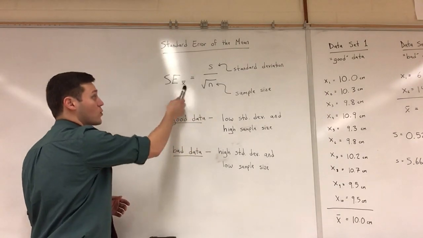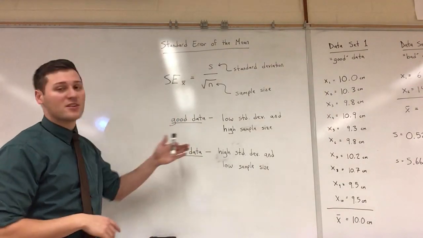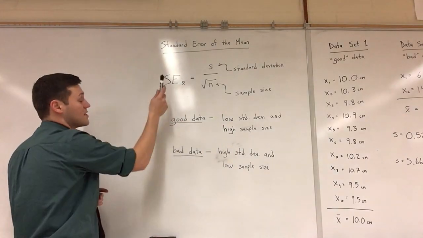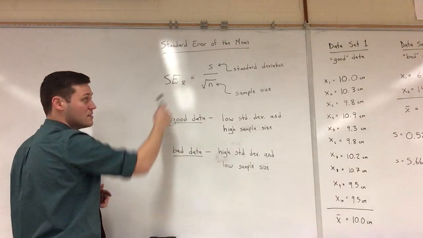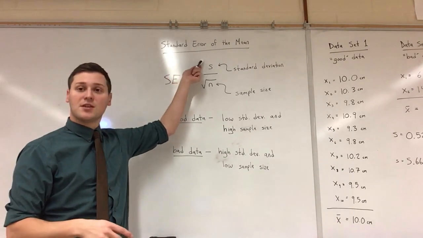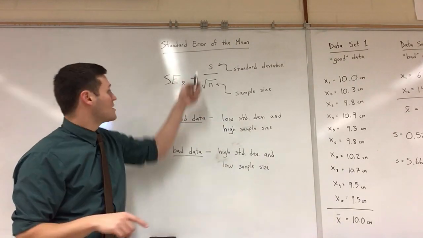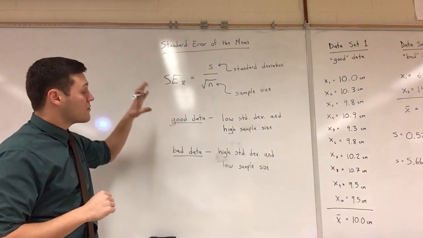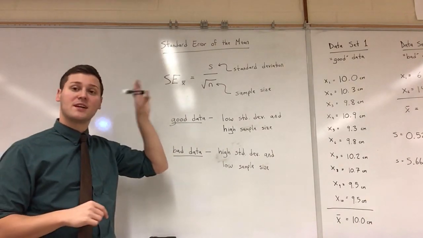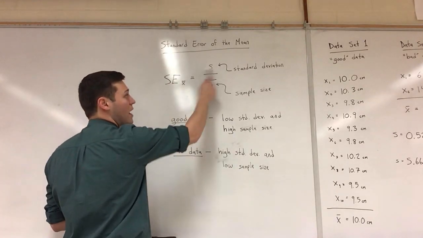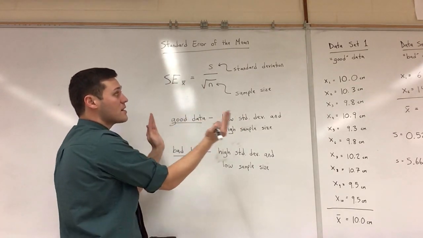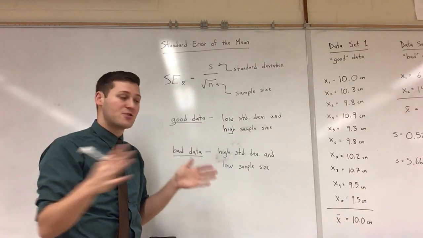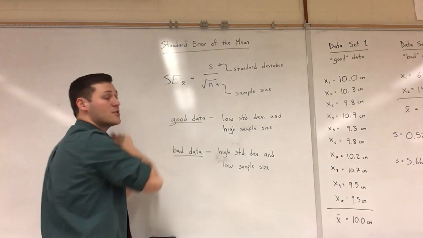So the equation for standard error, and again, I apologize for the glare. For some reason, this part of the board gets a lot of glare. But the standard error of the mean is the standard deviation, which tells you how spread out your data is, over the square root of your sample size. So if you think about this, it's actually pretty clever because this will tell you how spread out your data is. If you have a low standard deviation, which means your data isn't spread out that much from the average, you'll have a low standard error.